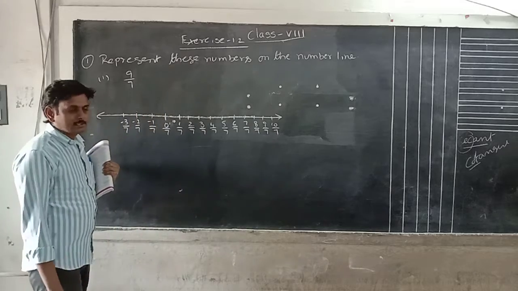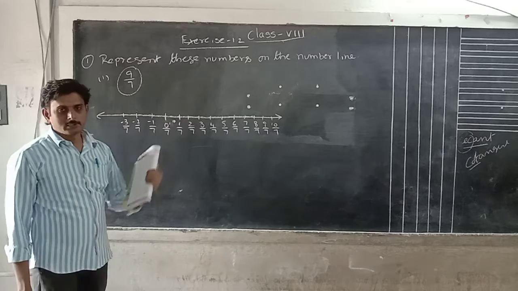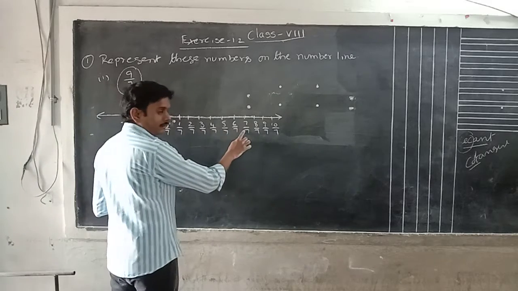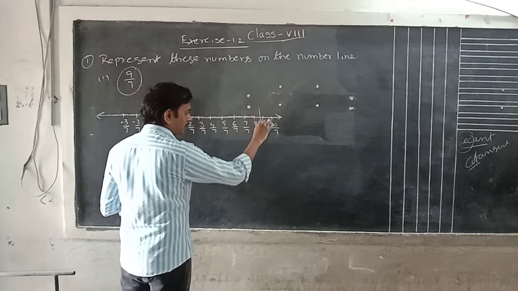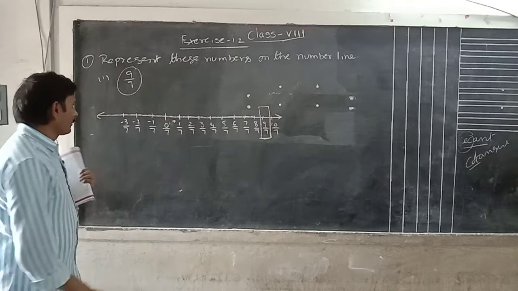Divide each integer with 7. What is required here? 9/7. Where is 9/7 located? Here? Here? No, this is not 9/7. We have to circle it like that. Complete. Go for the next question.